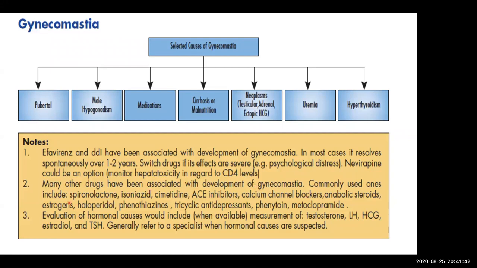That can cause this: spironolactone, a diuretic that we use very commonly; isoniazid from TB treatments; cimetidine for those who've got peptic ulcers; ACE inhibitors for cardiac patients and those with hypertension; calcium; anabolic steroids; haloperidol. That's why males who inject these steroids hoping to get more muscles suddenly lose their testicles and so on. Antipsychotics, antidepressants, anti-epileptics, anti-vomiting drugs. So most of the drugs, marijuana by the way, can cause the same.